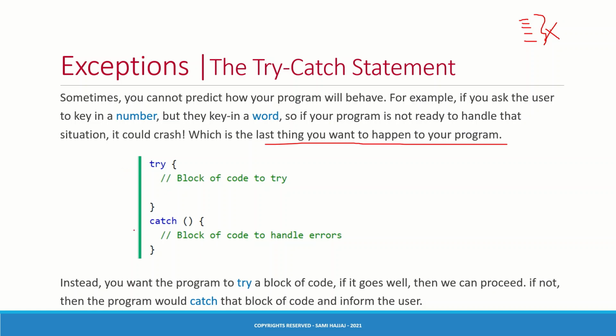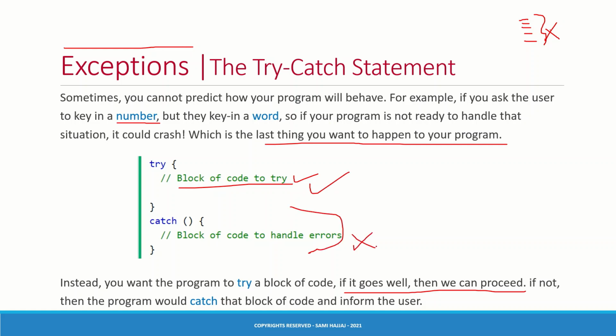The try and catch block, whose official name is exceptions, is where you put the code that you are worried about, and basically you want to try it. If the program goes well and does not cause any error, in other words, you tell the user to input a number and the user does input a number, then we are all good to go. So this will run and the catch will essentially be ignored.